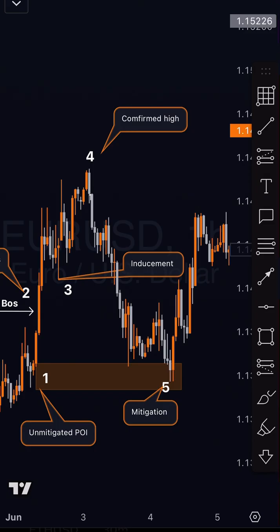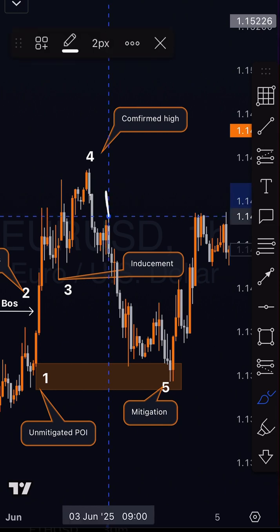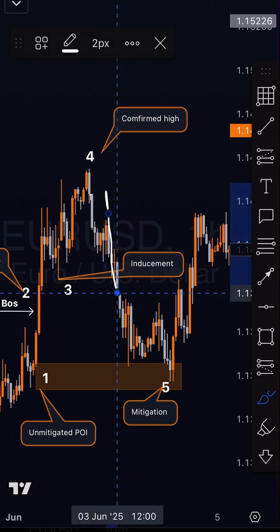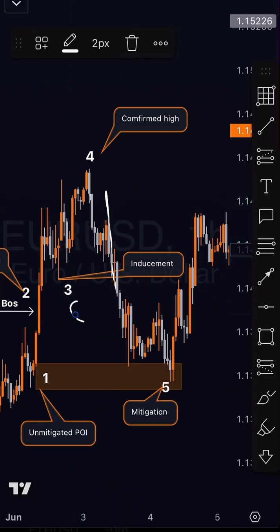Now, in this case, confirmed high, right? How do you get to know that this high is confirmed? The high is always confirmed when the market comes and takes out the inducement, right? That's when the high gets confirmed. Vice versa, even the low. So it's the same method, vice versa, guys, because right now we're in a bullish market. So that is that.